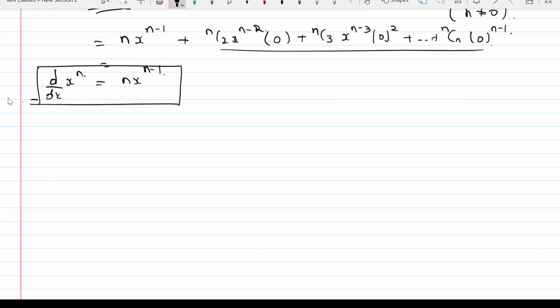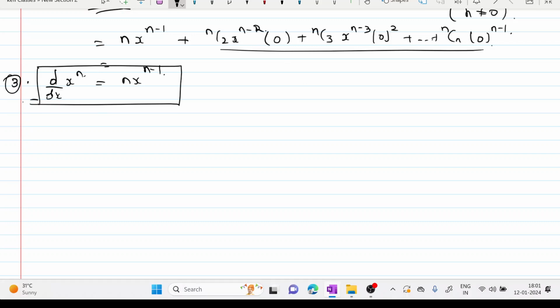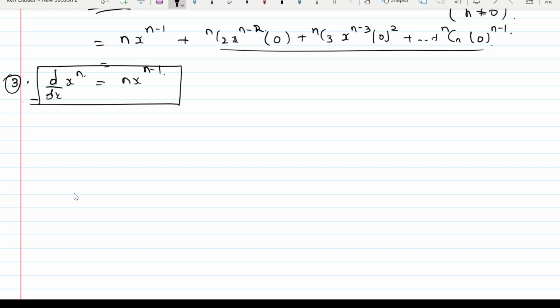Okay, so that's the third formula, right? So you can find formulas of this type anyhow, as many as you ask for, you can find. I will not find everything, but I'll go towards the trigonometric part, and let's do those problems.